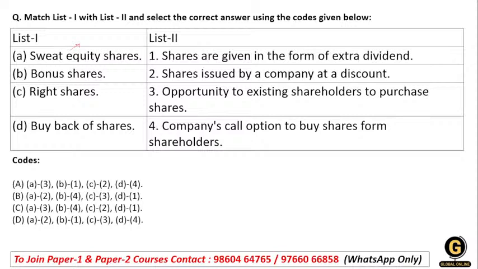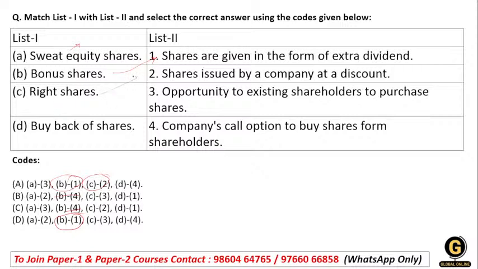So here, the list one number 1 is given to you: shares are given in the form of extra dividend. So the bonus share is given as extra dividend, so you can match B with 1. So here we can match B with 1, and this option also has B with 1, so these options are going to be cancelled. Now, the share issued by the company at discount. Whenever the share is issued by the company at discount, this is your right share. So you can see it is matched with the second one, so this is your right.